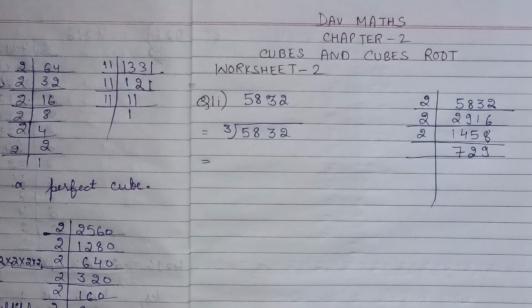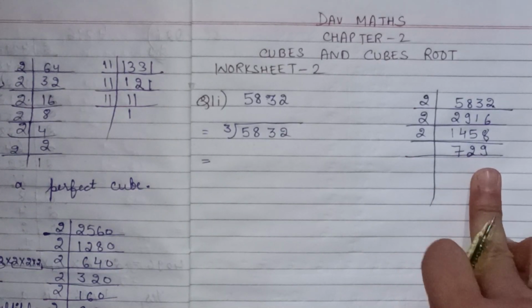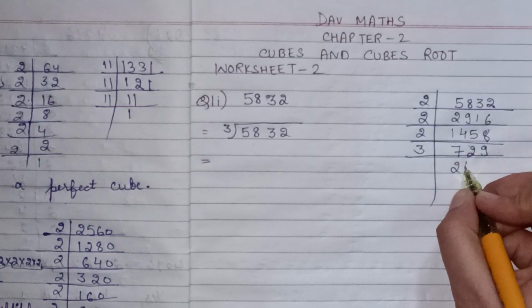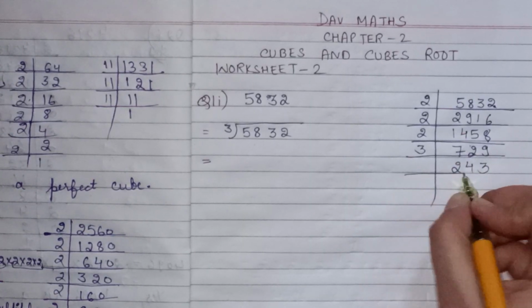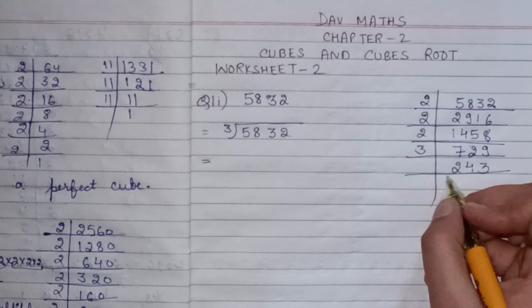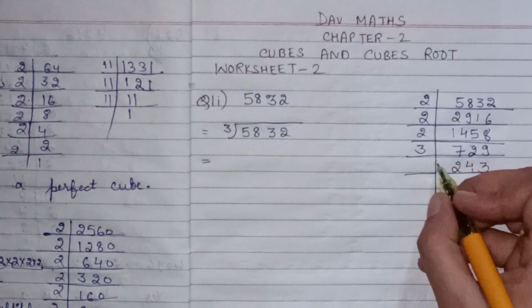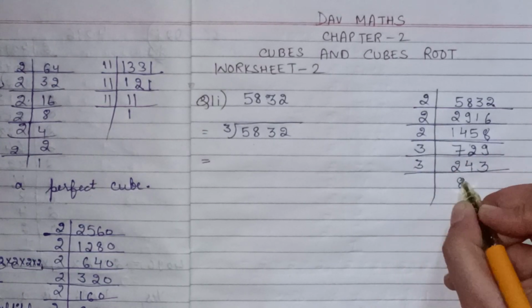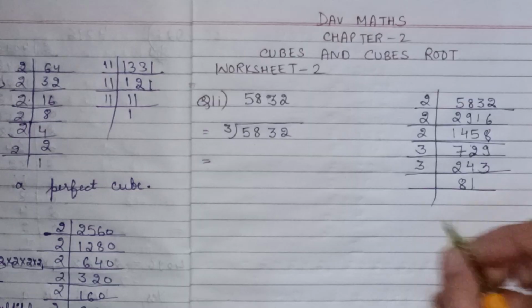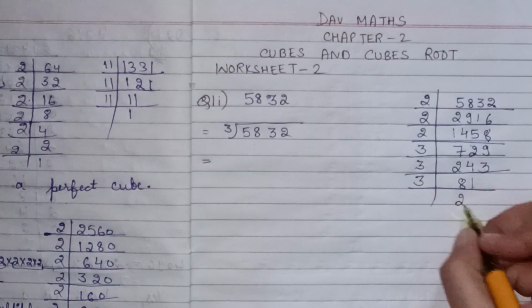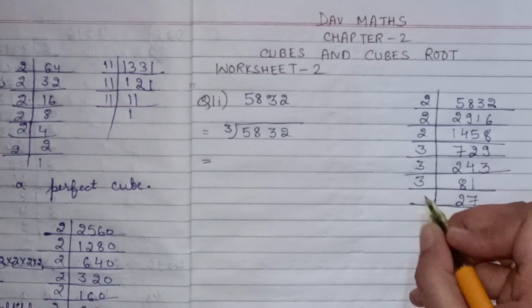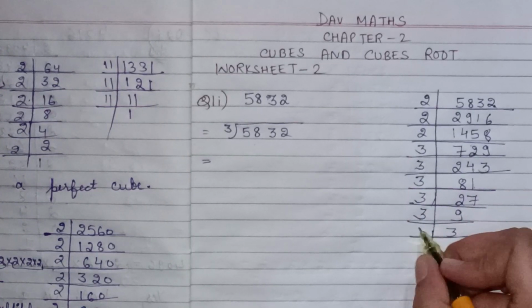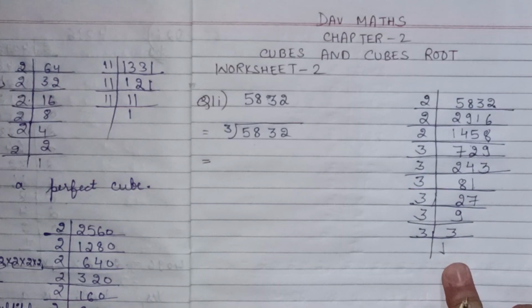18 and 18 is divisible by 3. By the divisibility rule of 3: 3 2s are 6, 3 4s are 12, 3 3s are 9. Then again 4 plus 3 is 7, 8, 9. 9 is divisible by 3. The sum of these digits is divisible by 3. 3 81s are 243. 8 plus 1 is 9, again divisible by 3. 3 2s are 6, 3 7s are 21, 3 9s are 27, 3 3s are 9. Then 3 1s are 3. Here 1 is our remainder, so we stop here.